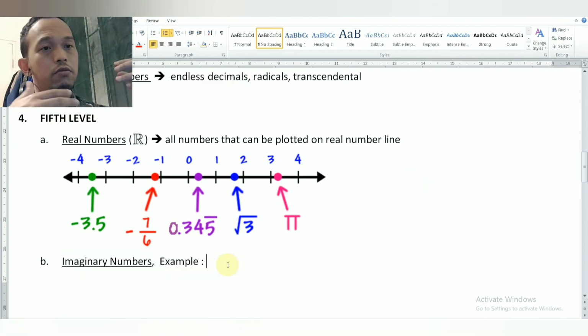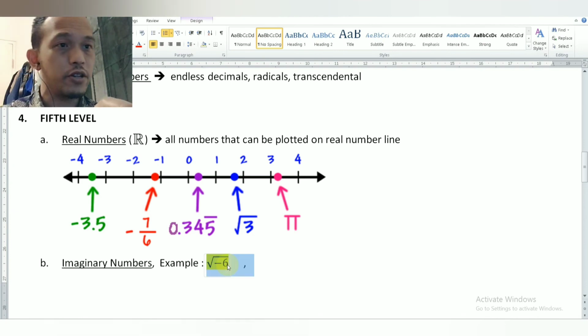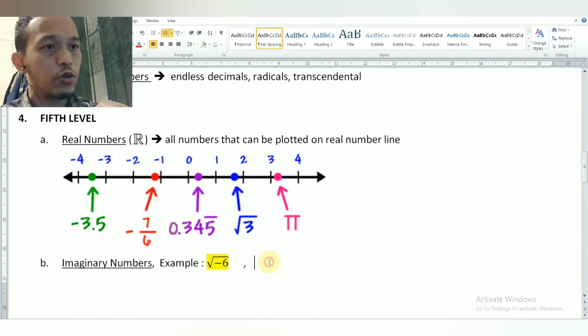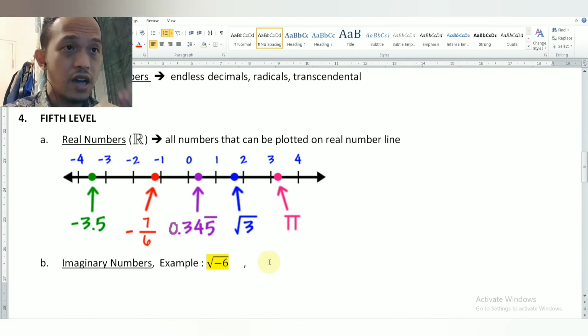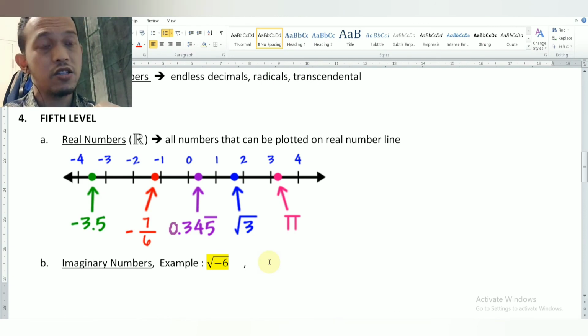Well, of course, by definition, it's just the opposite. All numbers that cannot be plotted on the real number line are imaginary numbers. Example, square root of negative 6. I just cannot find what is the value of square root of negative 6 on the real number line, since the square of any real number cannot be negative.